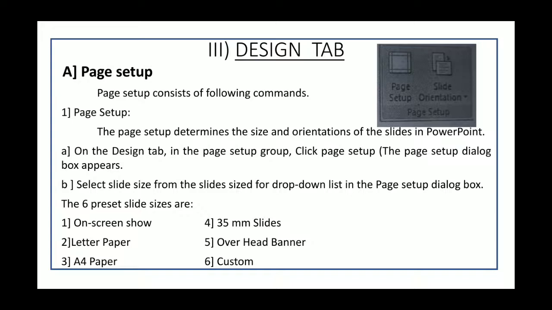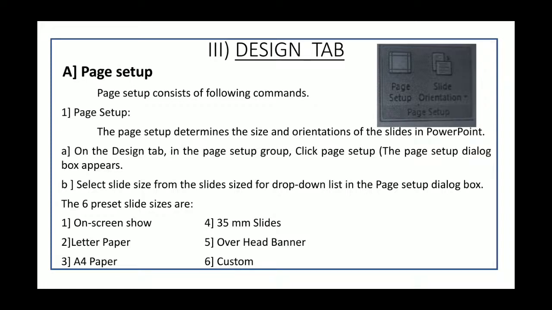First one, on screen show, letter paper, A4 paper, 35 mm slides, overhead banner, custom. These are the 6 predefined slide sizes. If you select on screen show, it is for a live session. If you are going to explain the slides through the projector, at that time we will select on screen show. Letter paper and A4 paper are for documentation, and in that size it will be the slide.